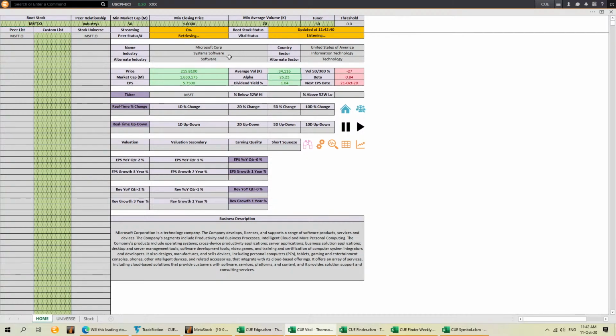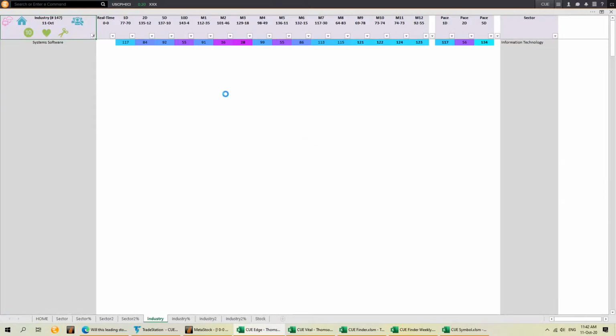While it is retrieving data for peer stocks, let me check out the industry, system software. I click the cog icon. So system software as an industry is strengthening. Earlier it was relatively weaker. It is not one of the strongest on Friday. Gold mining, for example, was stronger, but still it was improving.